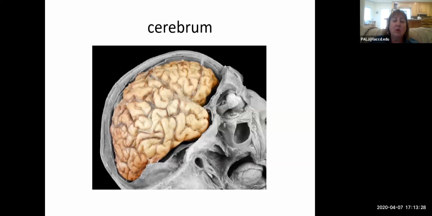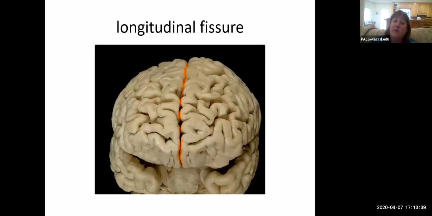So when we look at the cerebrum, it is divided into various sections known as lobes. But first, we have the right cerebral hemisphere and the left cerebral hemisphere, because we have this huge valley that separates them, not completely, but it goes quite deep. And this is in the mid-sagittal line, and it's called the longitudinal fissure. It's outlined in orange in your picture.